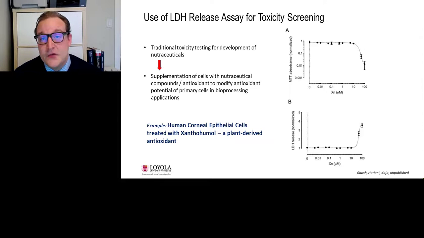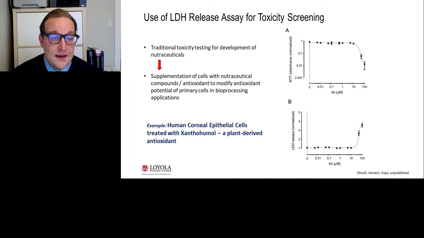Furthermore, the lactate dehydrogenase release assay can be used for toxicity screening. One example is the traditional toxicity testing for the development of nutraceuticals. However, as we're talking about exosomes and utilizing exosome populations to serve as therapeutics, supplementation of cells with nutraceutical compounds or antioxidants or any other drugs can modify, for example, the antioxidant potential of these cells and thereby create a unique cargo in our exosomes.